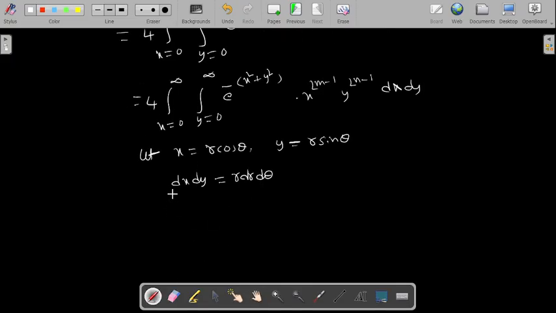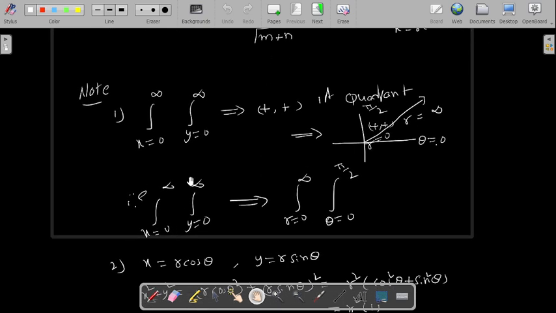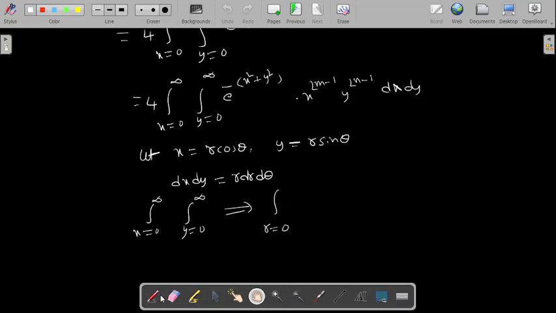So now, after that, the limits also. What is that? x equal to 0 to infinity, y equal to 0 to infinity. What are the limits? Can anyone say? How are they converting? r equal to, as I said just now, x equal to 0 to infinity, y equal to 0 to infinity becomes r equal to 0 to infinity, theta equal to 0 to pi by 2. Okay, first quadrant means r value 0 to infinity, theta value 0 to pi by 2.